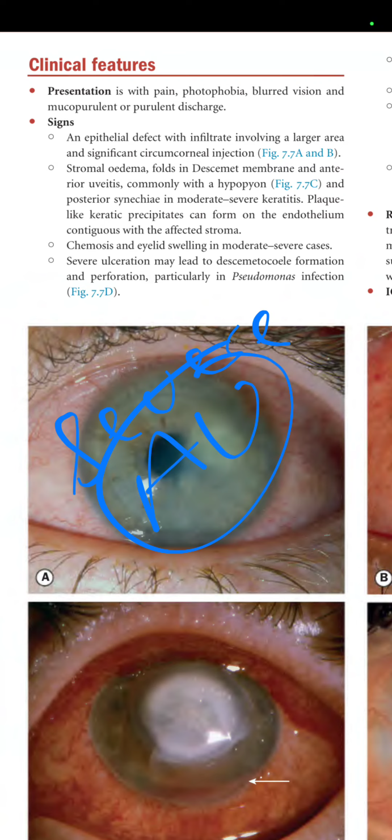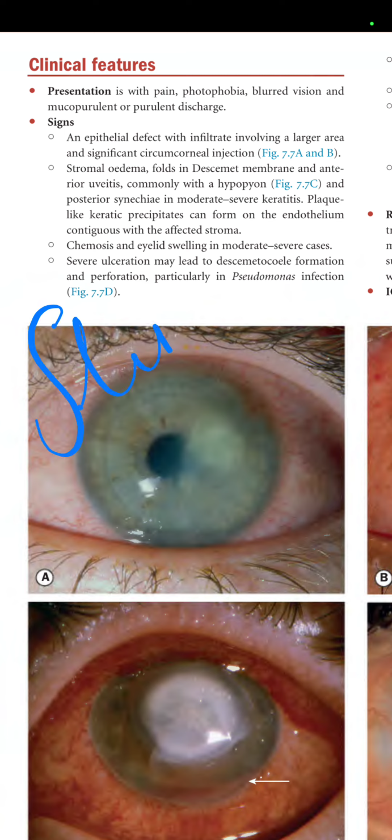When there is a severe keratitis, it can also be associated with anterior uveitis. Plaque-like keratic precipitates can form on the endothelium contiguous with an affected stroma. Chemosis and eyelid swelling in moderate to severe cases. So we can also see the eyelid is swollen and chemosed. Chemosis means that there is fluid retention in the conjunctiva.